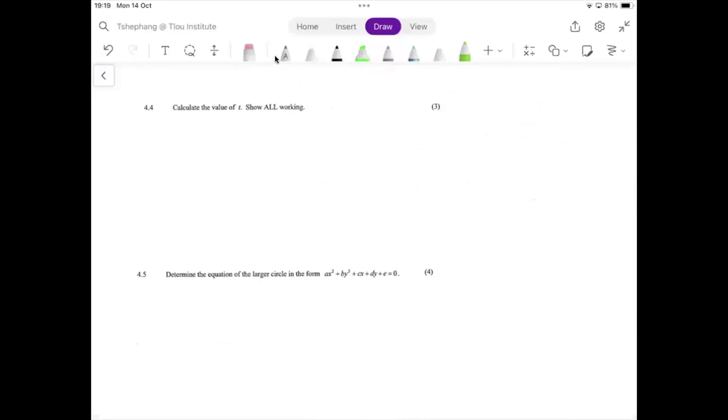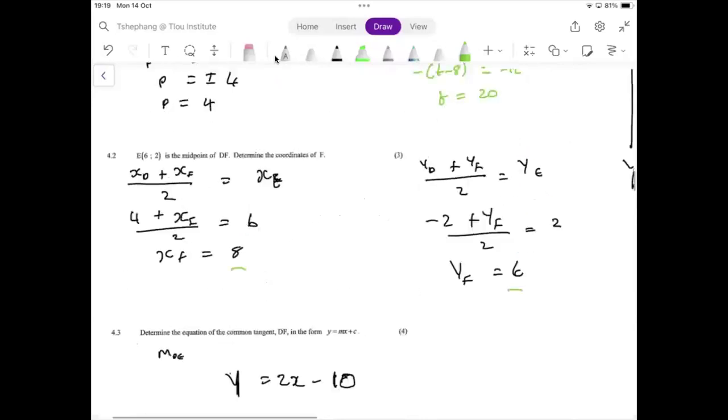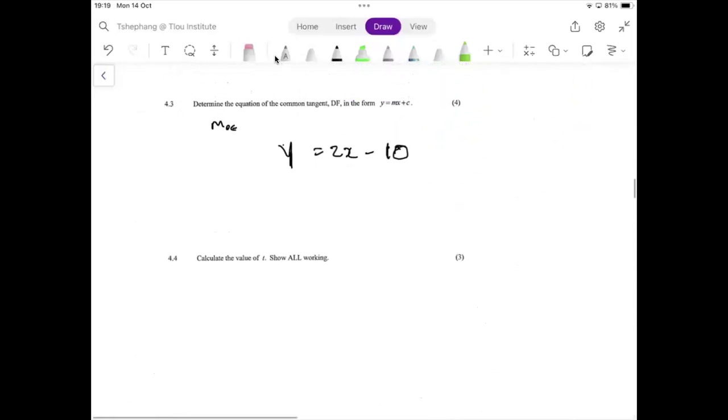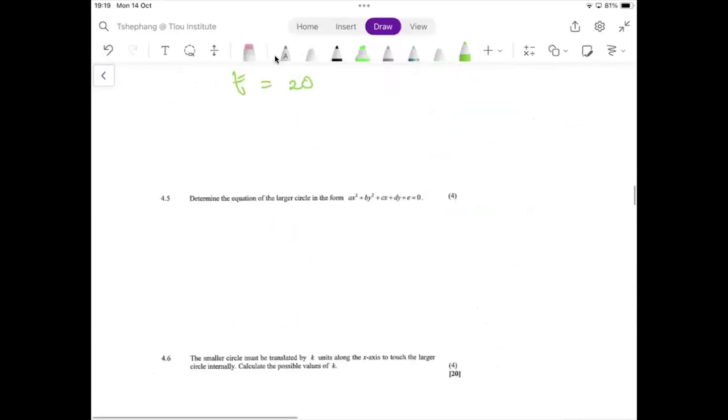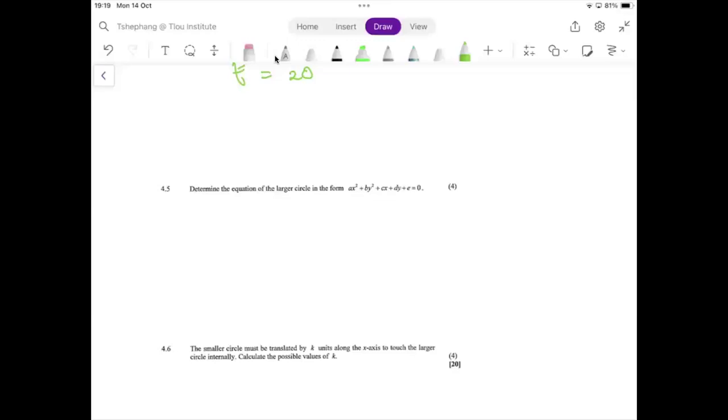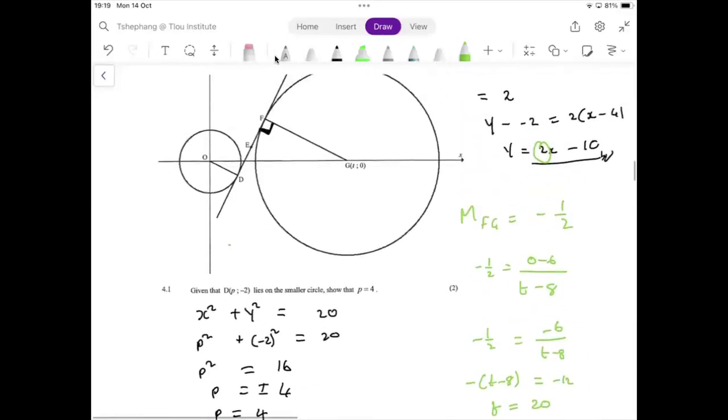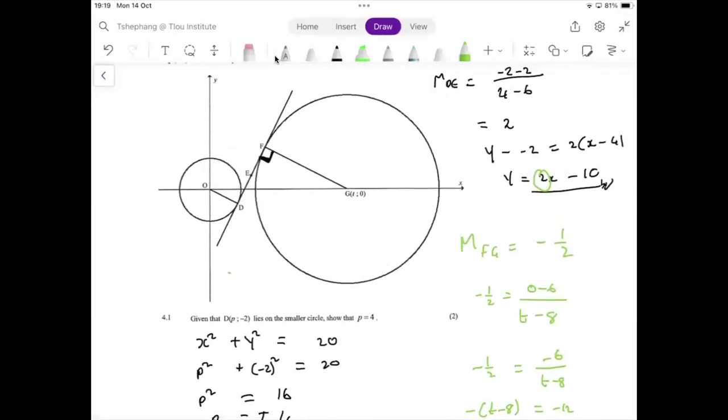Now we are on 5 point, okay, let me just write this one down so that I know we dealt with it. T is equal to 20. Determine the equation of the largest circle in the form that, okay, so remember we have F, which has coordinates 8 and 6, and then we have 20 and 0. Now we can calculate the radius.